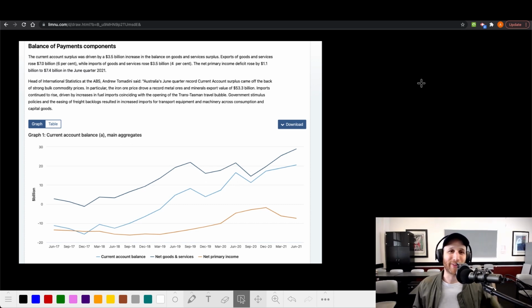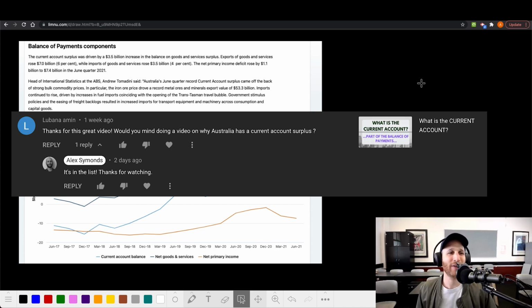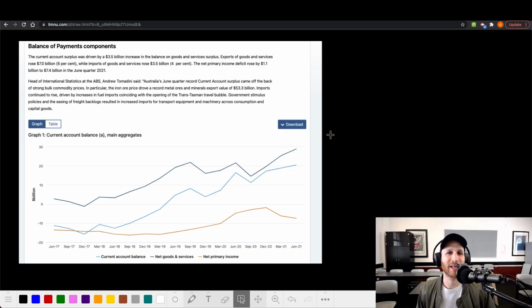Hi, I'm Mr. Simons, and I got a viewer question the other day that said, why does Australia have a current account surplus? And I thought, that's a really good question, and one of those rare questions where there is a relatively straightforward answer. Not the simplest answer, but a relatively straightforward answer.